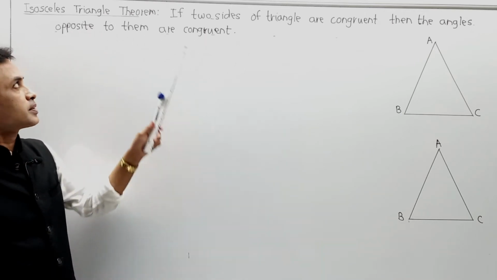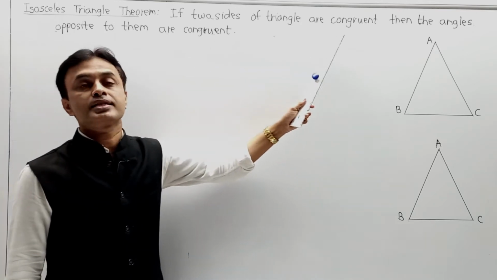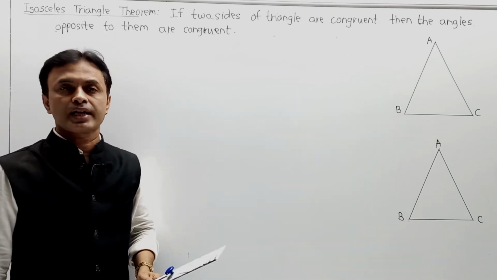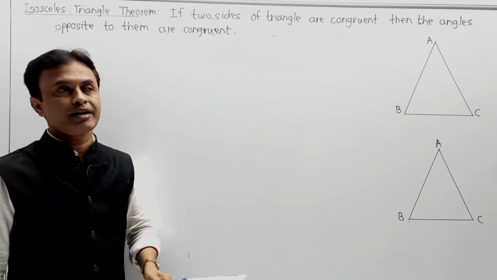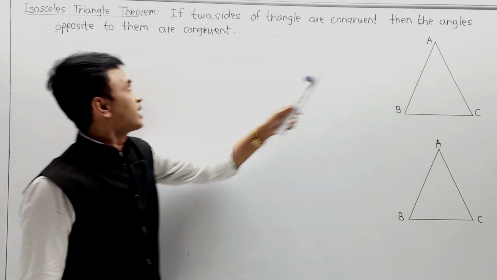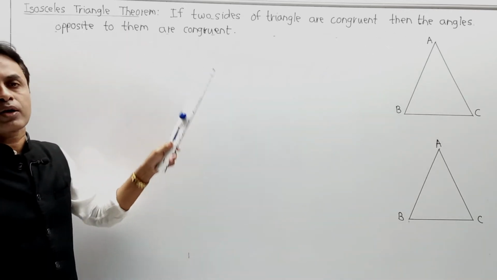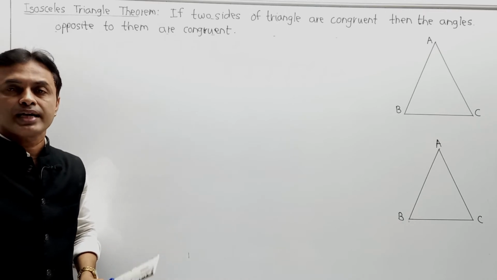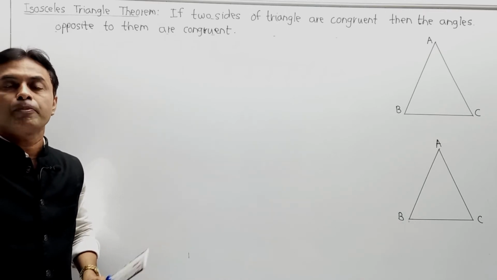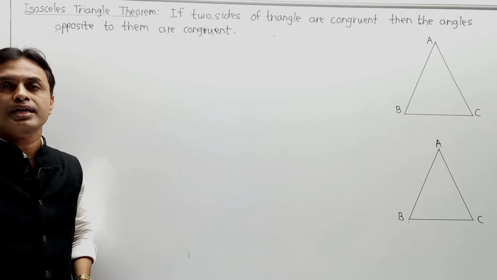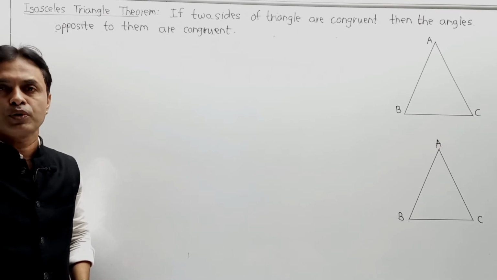Once again the statement is, if two sides of a triangle are congruent, meaning in a given triangle two sides are congruent, they are given, then the angles opposite to them are congruent. Meaning when the sides are congruent, they have some opposite angles, and those opposite angles are also congruent. That we have to prove over here.